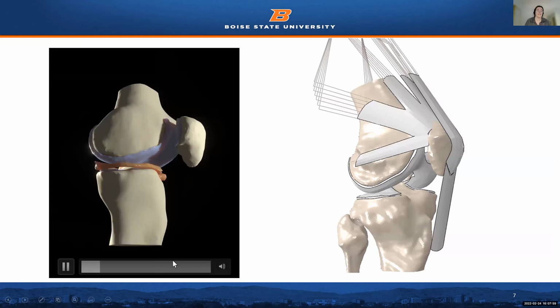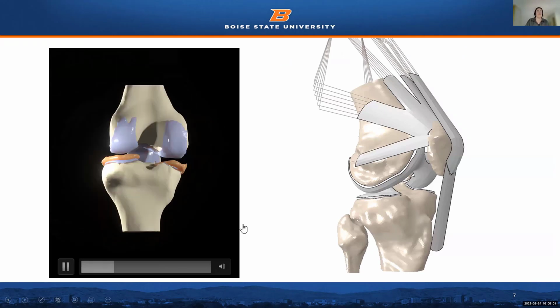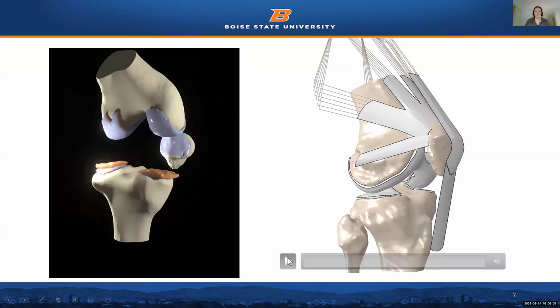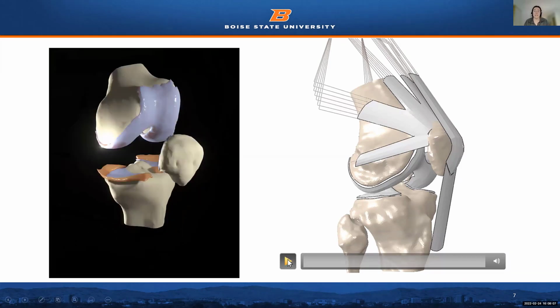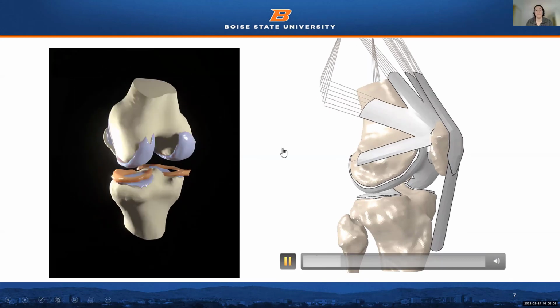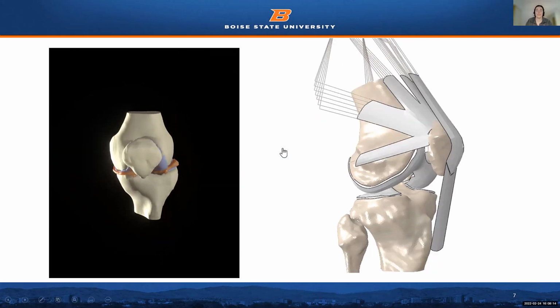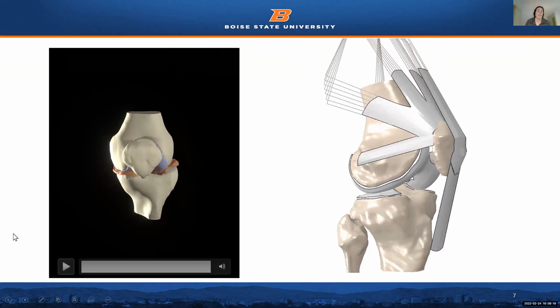So this is the automatic output from our computational algorithm, and then we can convert that into these simulations that I've been talking about, where we actually model a knee bend or a chair rise, or just someone walking around during gait, those kinds of things.